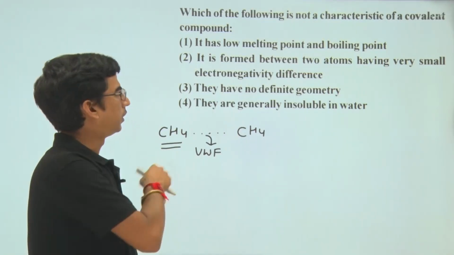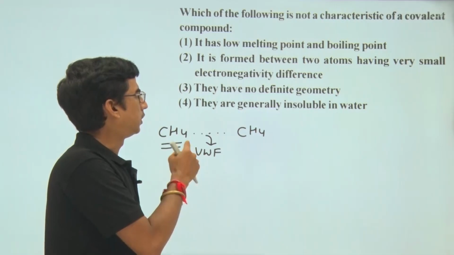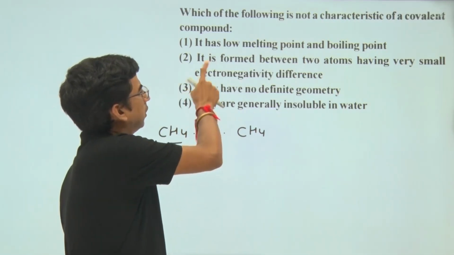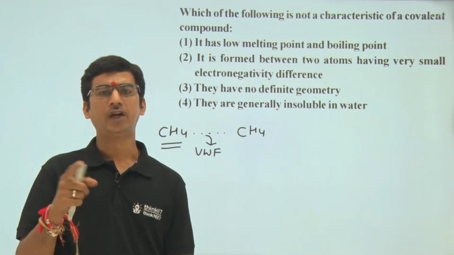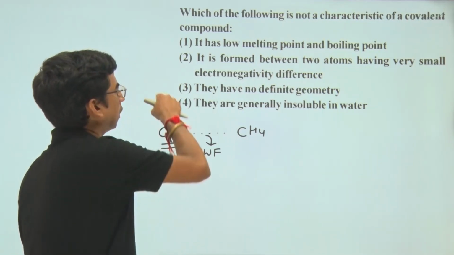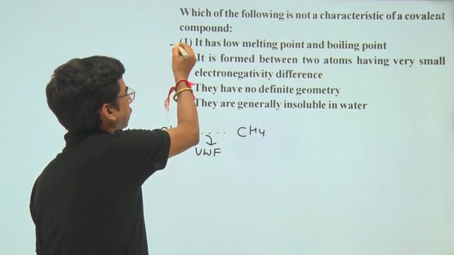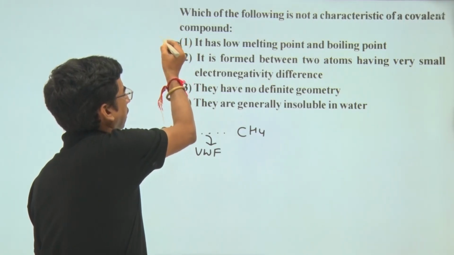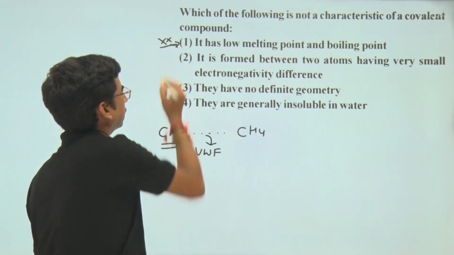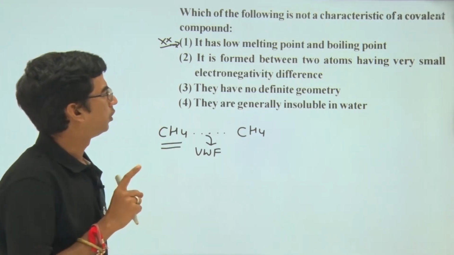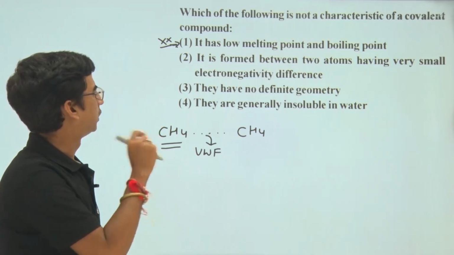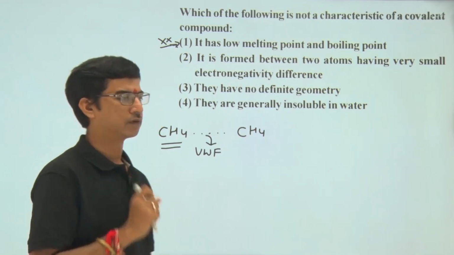So interparticle interaction will be broken easily. Thus point number 1 is valid, but we have to find not a characteristic, means invalid point. So according to the question, point number 1 is valid, but we have to find the invalid option, thus it cannot be the answer. Point number 2, it is formed between two atoms having very small electronegativity difference.